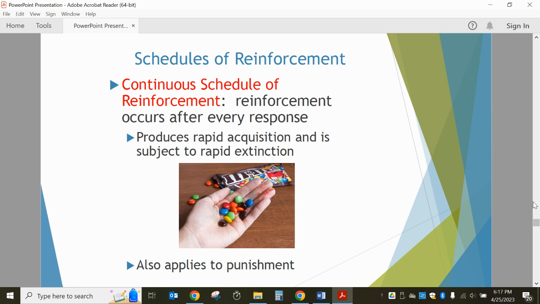Skinner said when we reinforced behaviors affected how well they were learned. In a continuous schedule of reinforcement, the reinforcement occurs after every single response. So every time they did something or you could do something wrong, you're either punished or rewarded every single time. You're going to learn it very quickly, but it also stops as soon as that reward or punishment stops.